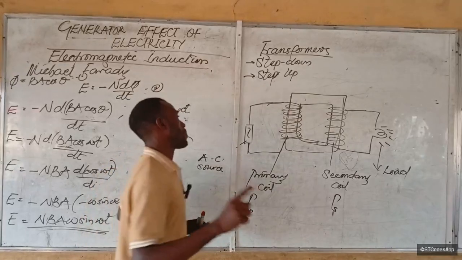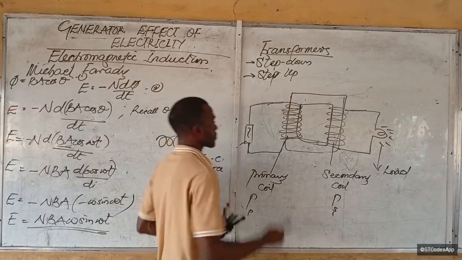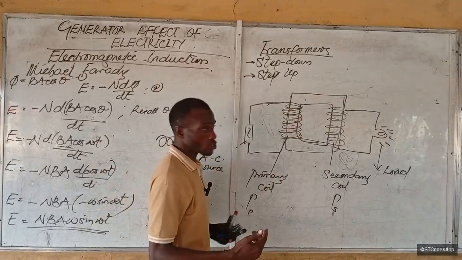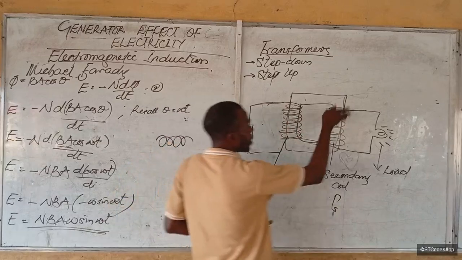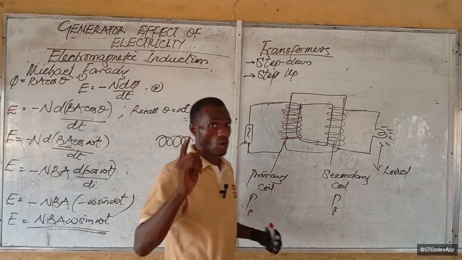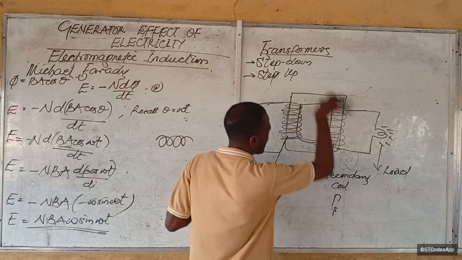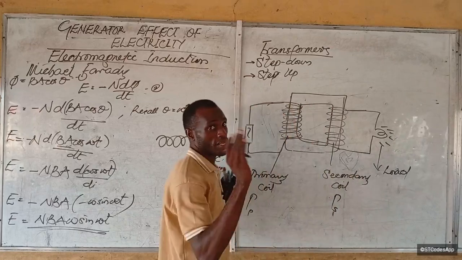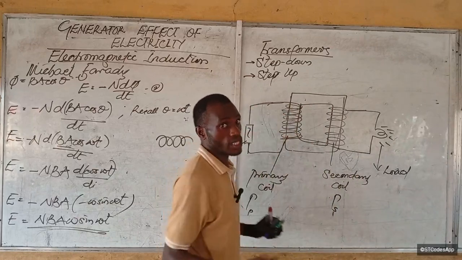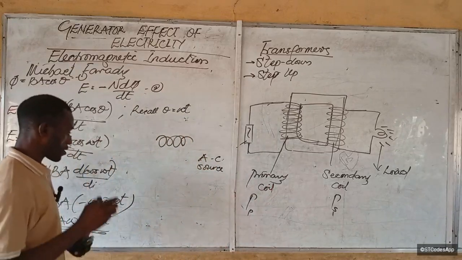If the coil in the primary coil, the input, has more turns than the coil in the output, we are going to call that a step down. Voltage here will be higher than the voltage here. Think of it that way, because there are plenty coils, more voltage. Okay, I probably didn't mention this.